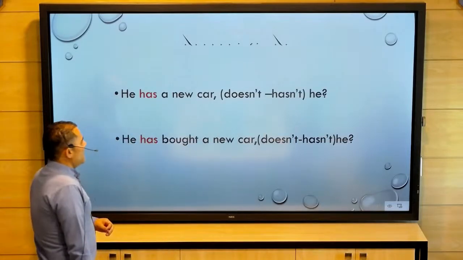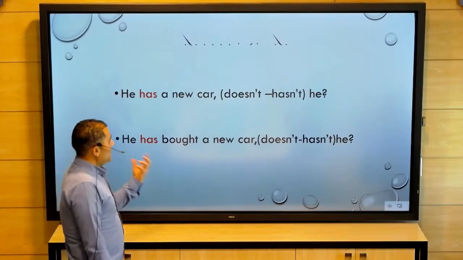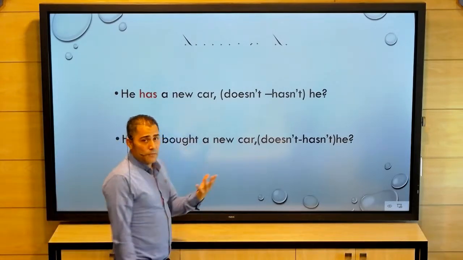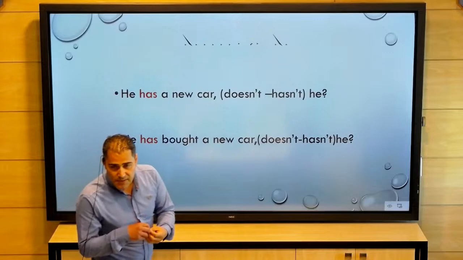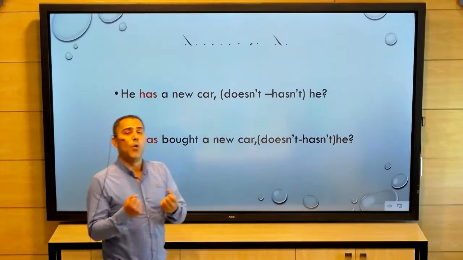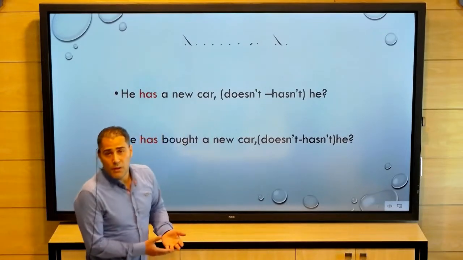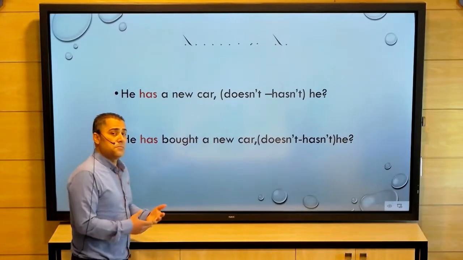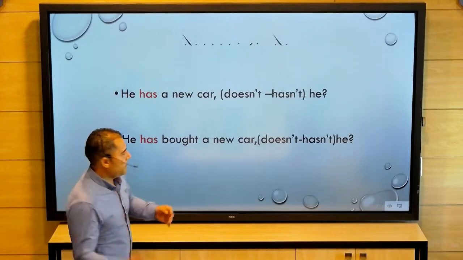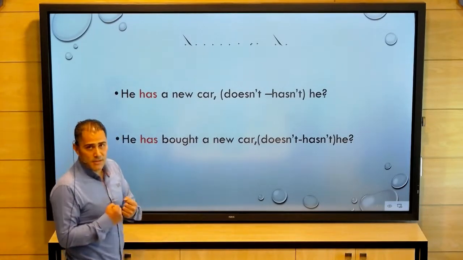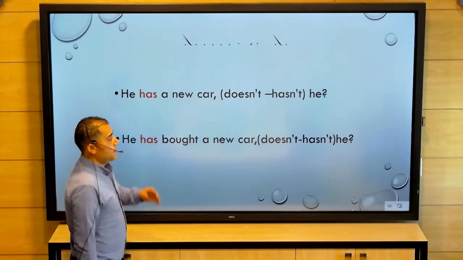Now, he has a new car. Here we have a tricky thing about the verb have. The verb to have sometimes comes in the sentence as a main verb, with the meaning of own or possess. Like, I have a car, I have two boys, or I have a nice car, anything. Just the meaning of possess. It's a main verb. It's not an auxiliary verb.